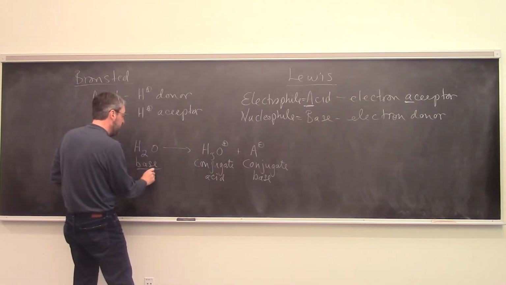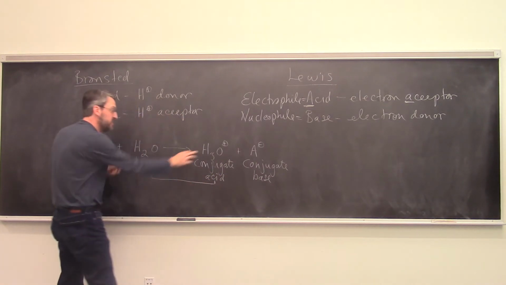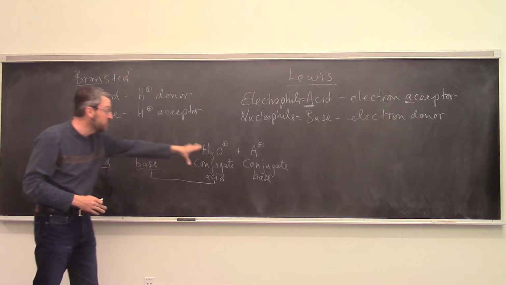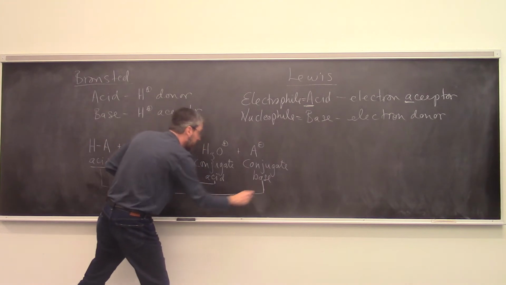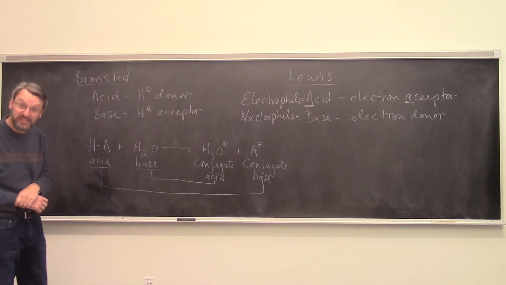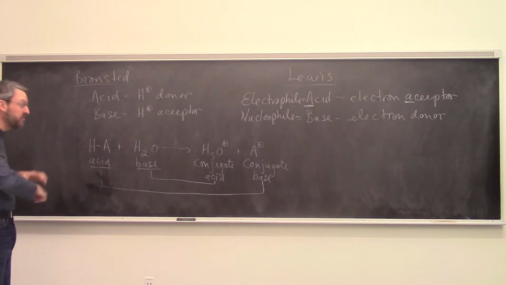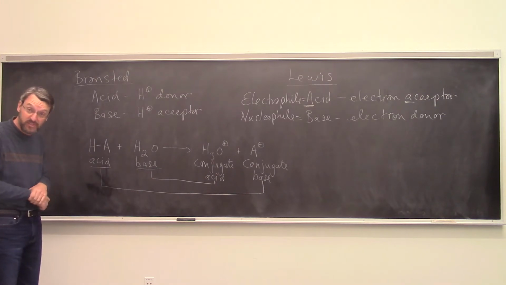So again, this base goes with this conjugate acid. They differ. This does not have the H plus, that does. And likewise, this big set over here goes together. This has the H plus, that does not. Okay, so that's sort of the fundamentals, and you could do the same thing with a base as well.